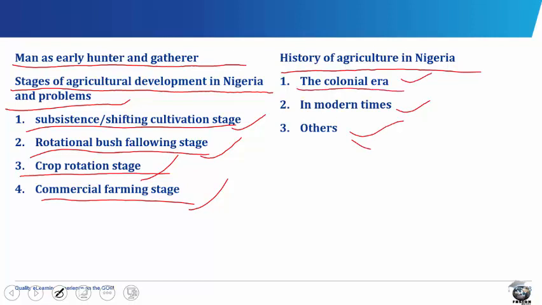The colonial era. During the colonial era, rural agriculture was practiced. Hoes and machetes were the main implements used. With the coming of the Europeans, the peasant farmers were forced to produce cash crops such as groundnuts, cocoa, cotton, palm produce, and rubber, which were needed in their home industries. The British merchants bought these at reasonable high prices.